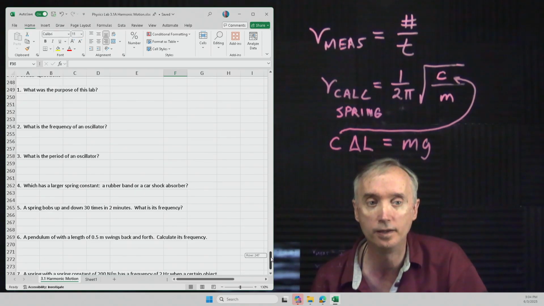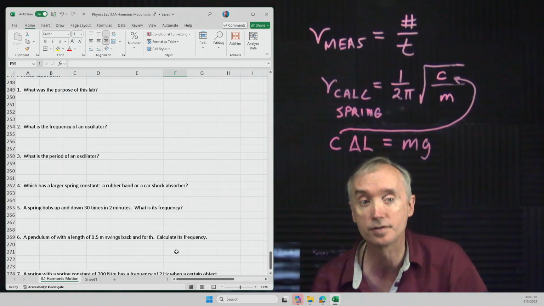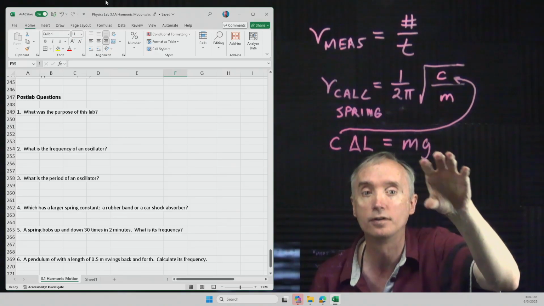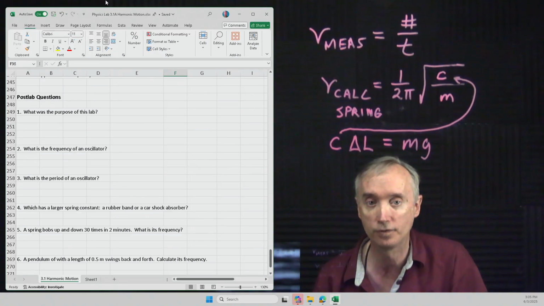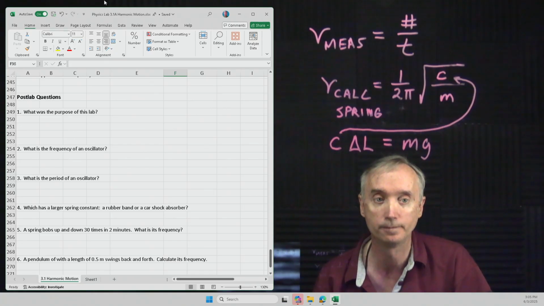Okay, then I give you a pendulum that has a length of 0.5, calculate its frequency. So use the formula for the pendulum, not this one, so this is for the spring, but go back to the formula for the pendulum and calculate its frequency.